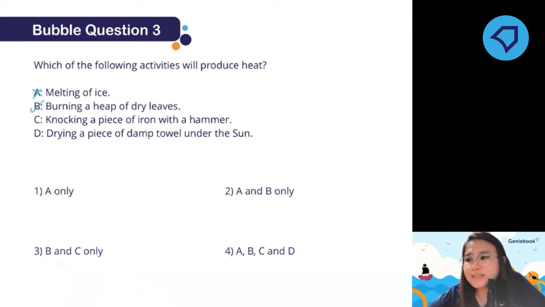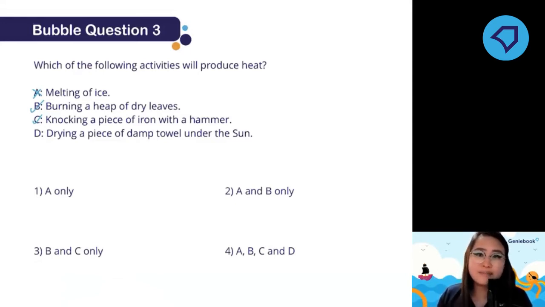And C, knocking a piece of iron with a hammer. Is this a source of heat? Ooh, this is a trap question. Some say no, the majority says yes. This is actually a source of heat. How is this a source of heat? I'm not sure you have done any kind of knocking before. I don't think you will have a chance to do this, but I still knock things on my wall or fix stuff. If you take a hammer and knock a nail, after I finish knocking, if you touch the nail, it's actually really, really hot.